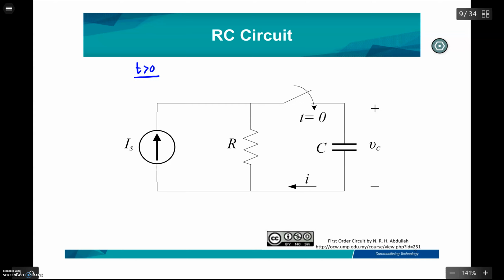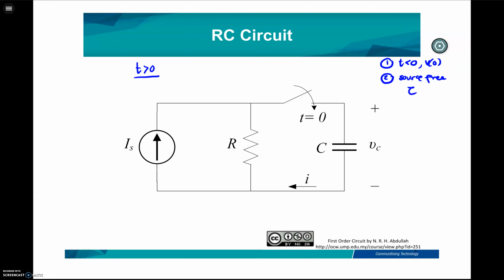Okay, if you remember previously, the conditions of the circuit that you have to determine: first, you have to determine when t is less than 0, and then you have to find the V naught of the capacitor. And then for the next step, because it is source free, there is no source in the circuit. Therefore, what you can do is just find the tau, okay?